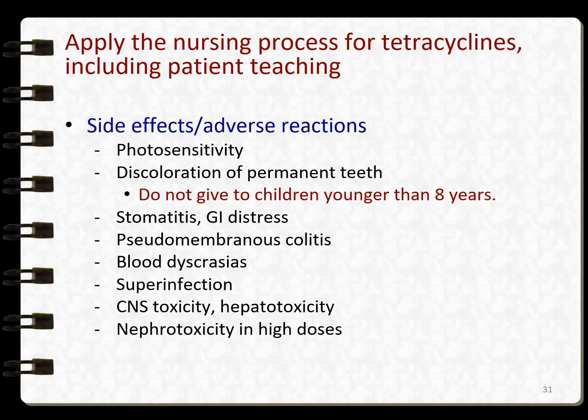Side effects and adverse reactions to tetracyclines: photosensitivity, discoloration of permanent teeth. Remember, we talked about that earlier on when I said there were some takeaways from this lecture. That is a risk with infants, that their permanent teeth will be discolored, yellowed. Also stomatitis, GI distress, pseudomembranous colitis. They are at risk of blood dyscrasia, superinfections, CNS toxicity and hepatotoxicity, and nephrotoxicity in high doses. There's a lot of toxicities in there. I almost got tongue-tied.